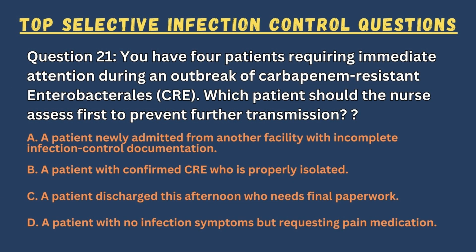Question 21. You have 4 patients requiring immediate attention during an outbreak of carbapenem-resistant enterobacterals, CRE. Which patient should the nurse assess first to prevent further transmission? A. A patient newly admitted from another facility with incomplete infection control documentation. B. A patient with confirmed CRE who is properly isolated. C. A patient discharged this afternoon who needs final paperwork. D. A patient with no infection symptoms but requesting pain medication.